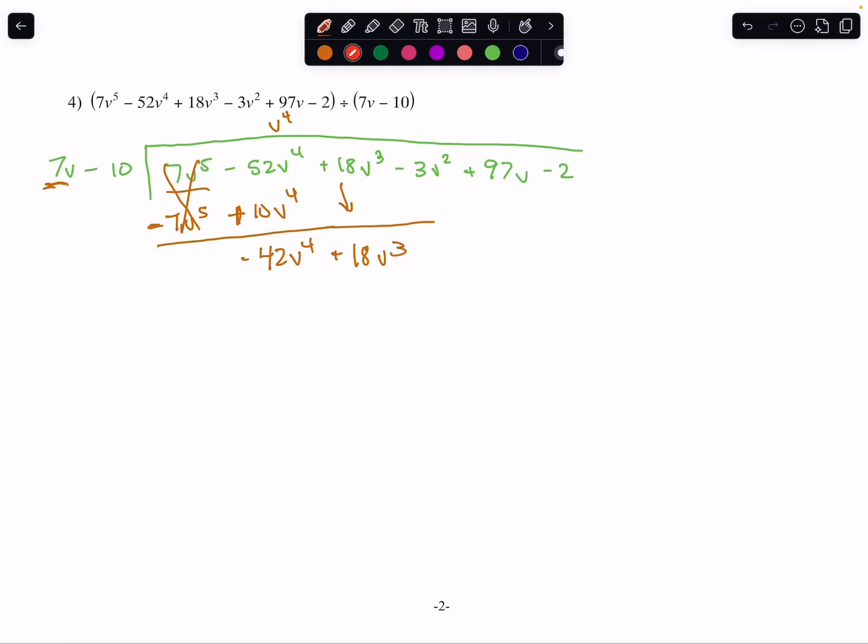And considering I'm right over the cubes, I can kind of go ahead and jot that cube in there. If you've noticed, they keep going down by 1 power every time. So when I multiply that negative 6v cubed times 7, I'm going to get negative 42v to the fourth. And then that negative 6v cubed times that 10 is going to be negative 60v cubed. I'm going to change the signs. Okay?